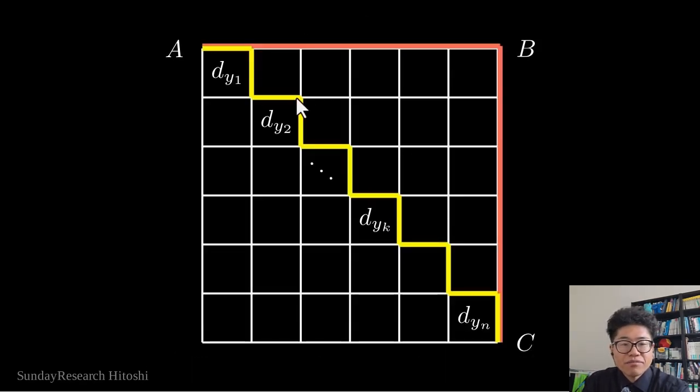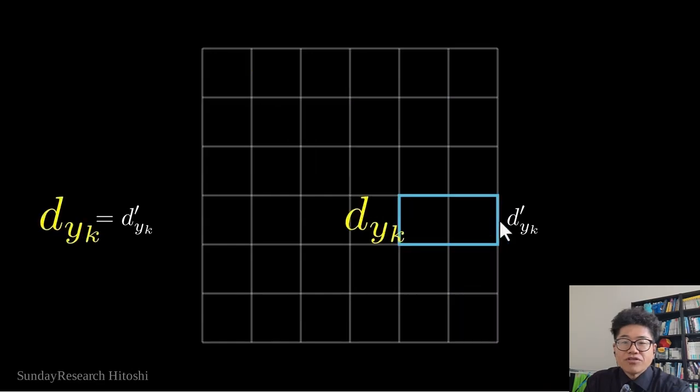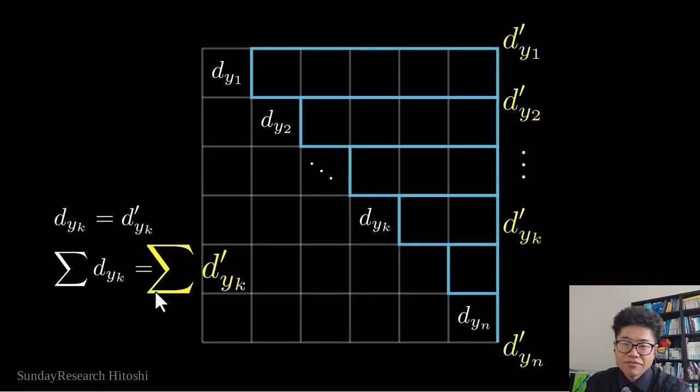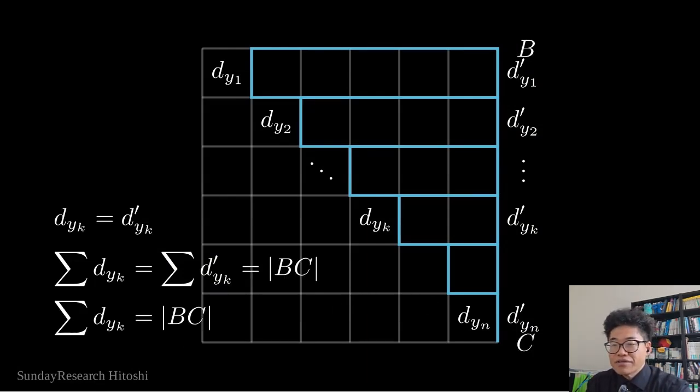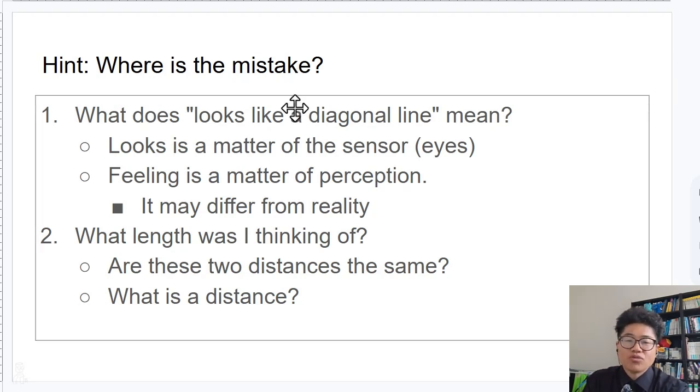The same idea applies to the vertical component, the y direction. Each of the lengths is the same, therefore the sum of the lengths is the same, which is equal to BC. Therefore, under Manhattan distance, all such paths from A to C have the same length. But the two conclusions still contradict each other. Both seem correct. Something is wrong.